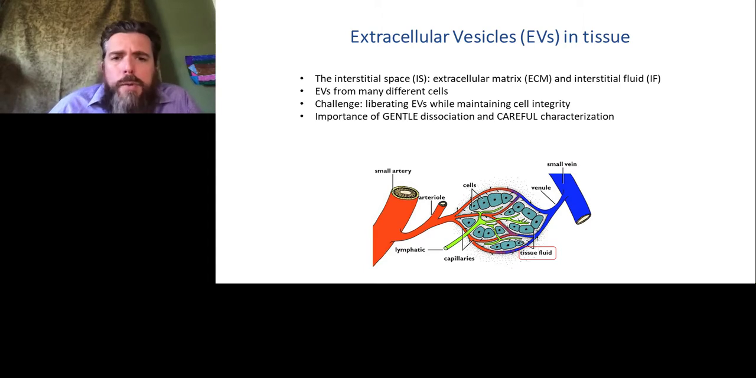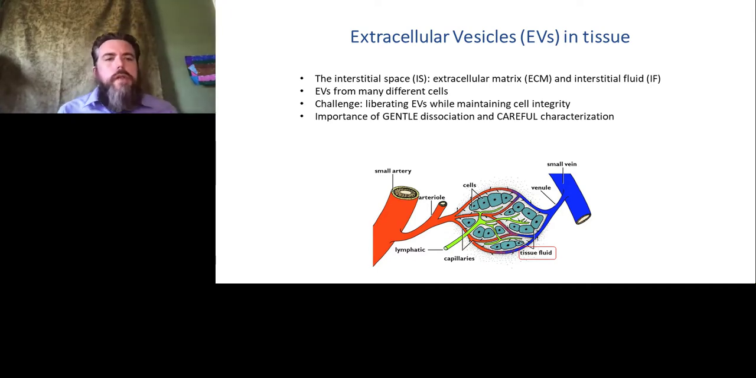Are we able to obtain EVs from this interstitial space? Yes, we are. But what are we going to see? We will see EVs that come from many different cells and many different cell types. Our challenge in studying EVs in tissue, and especially if we want to take the EVs out of the tissue, is in liberating those EVs while maintaining the cell integrity. So we do not want to disrupt the cells and create artificial particles that are going to look like EVs, but were actually produced during our processing of the tissue.